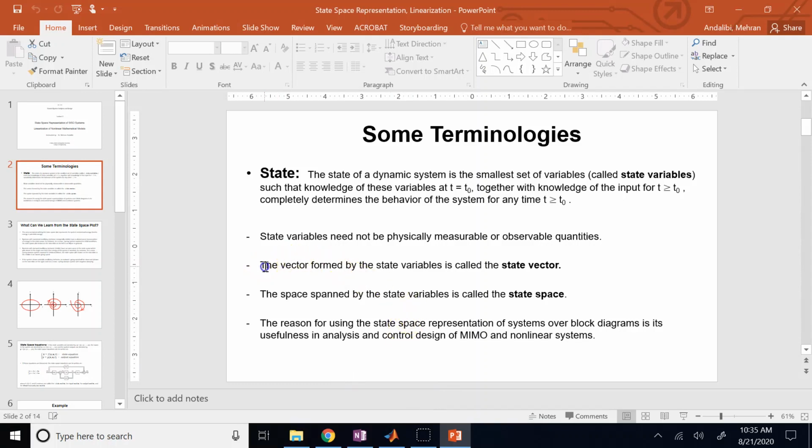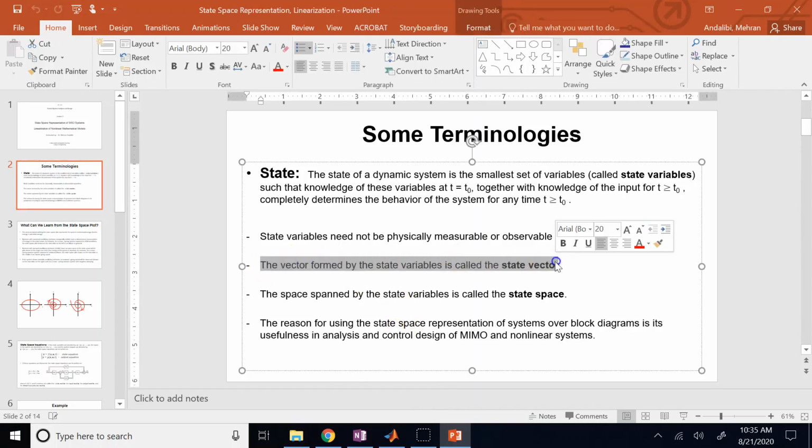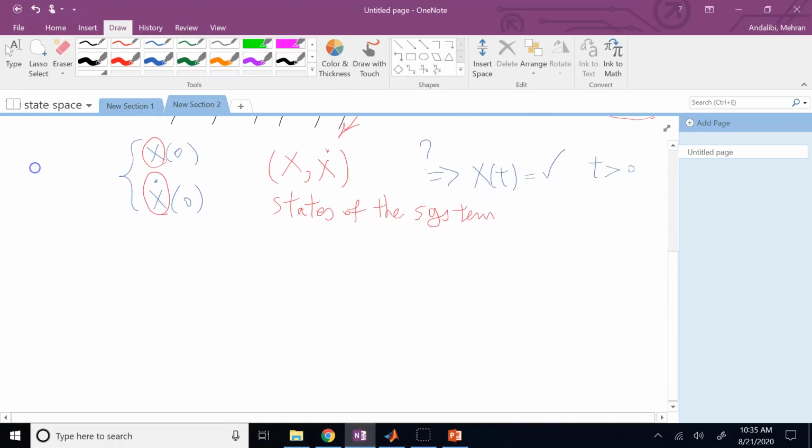If we put them in a vector, then the resulting vector, we call it state vector. So here, if I define a vector z, or whatever you want to call it, and this vector has two components, x and x dot at any point, this we call what? The state vector.